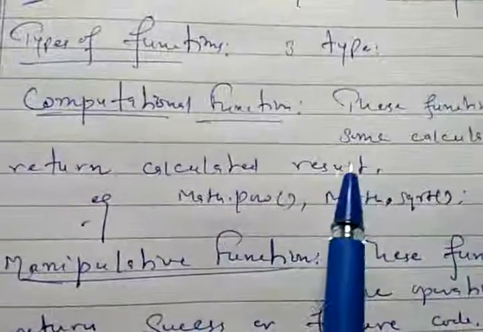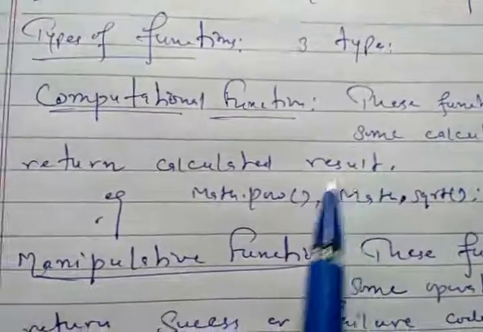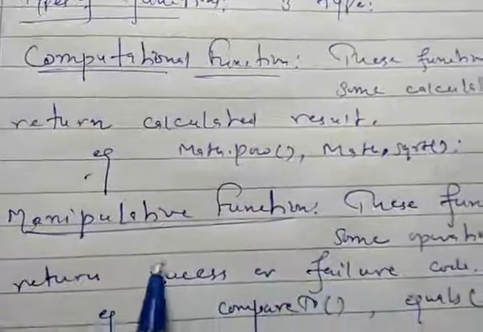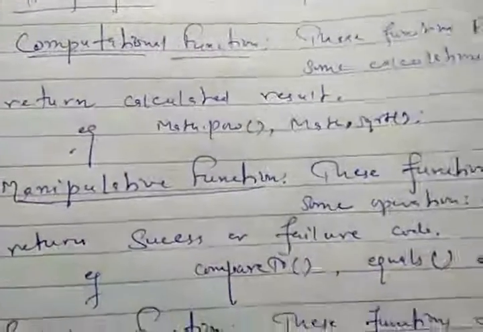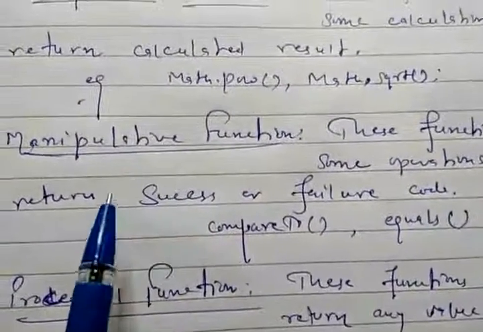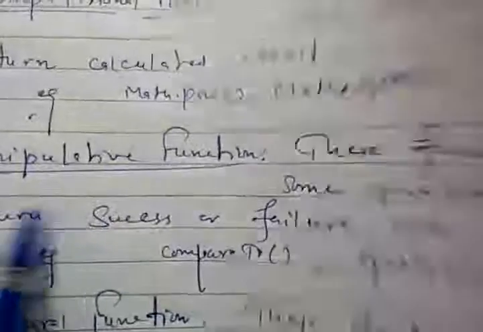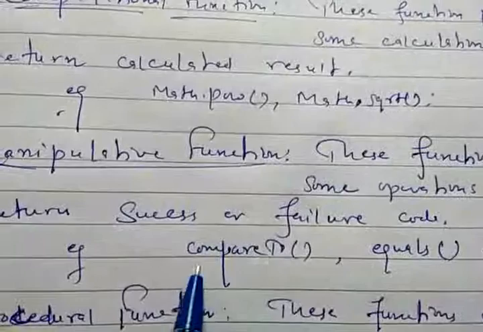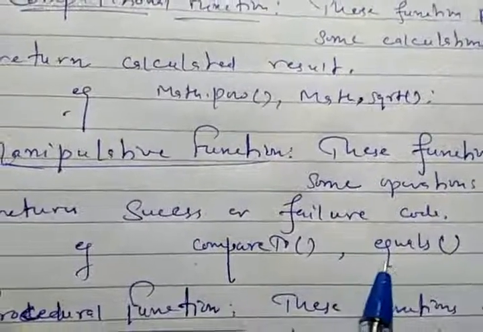Most of the inbuilt functions are computational functions. Now this is the manipulative function. This will also return a value, but it will not return a calculated value. These functions return a success or failure code depending on the comparison in a function. Examples of this are compareTo and equals.